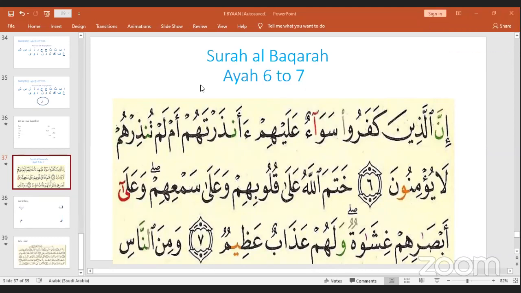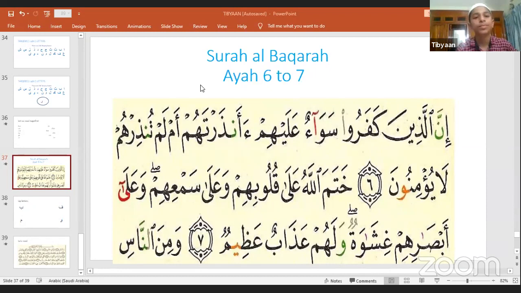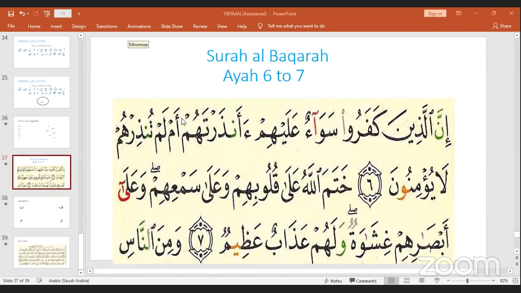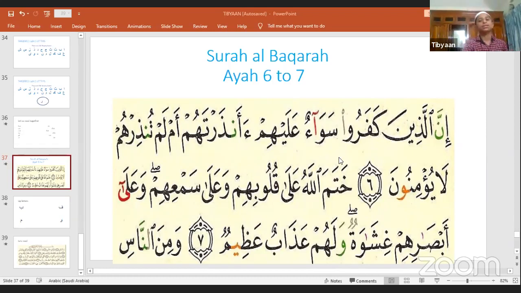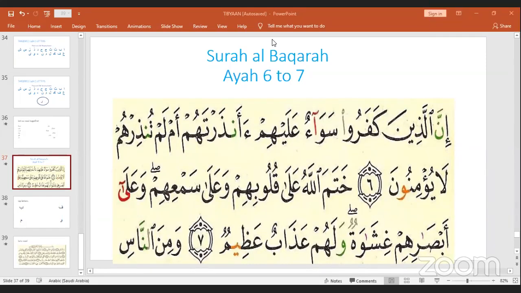So yeah, Najih, you can read. Both the ayahs? No, only the 6th ayah. Bismillahir Rahmanir Rahim.